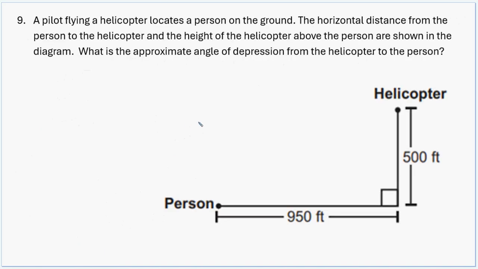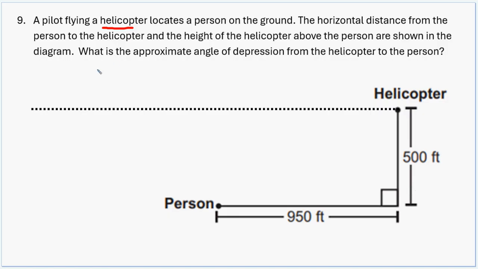All right, now some applied problems. Let me get a quick dotted line here. So we got a pilot flying a helo, locates a person on the ground. The horizontal distance is marked here, 950. Altitude of the chopper is 500. What is the approximate angle of depression from the chopper to the person?